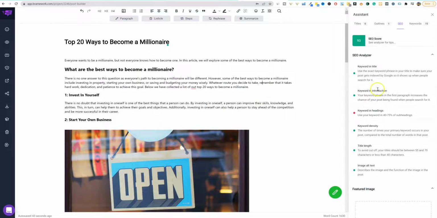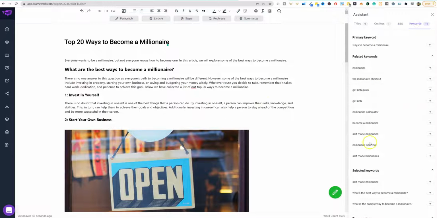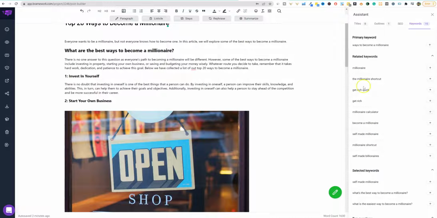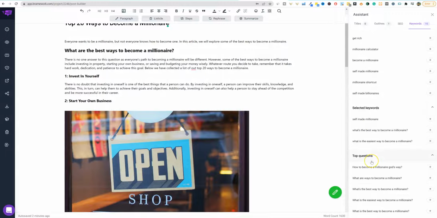Super awesome stuff. And then if you want to add some more keywords in here to make sure you're using keywords that need, like self-made millionaire, we probably didn't even add that in here. So I recommend going through and trying to add all these related keywords, add those in here. It's only going to help with SEO. It's only going to help tell Google that this is your great content and this is what this content is.